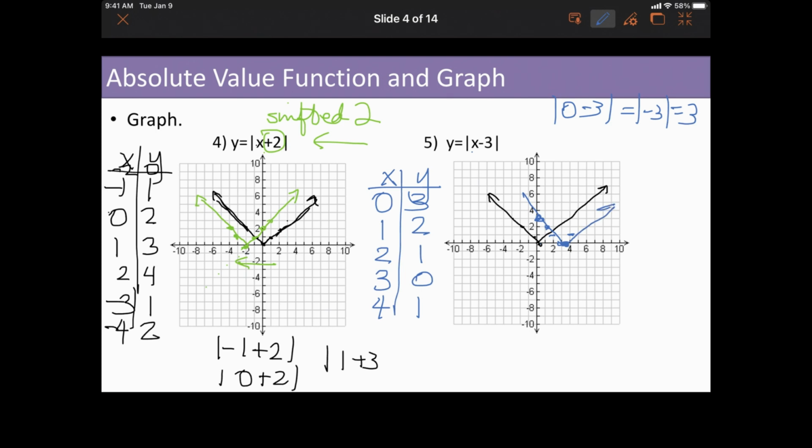Okay. So did it do what I thought it was going to do? Yes, it did. So it shifted 3 to the right. So you can see if it's on the inside, just like in here, inside the absolute value, it's going left and right. So this one shifted horizontally 3 to the right.